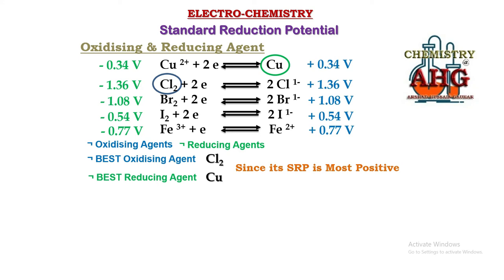Why? Because you can say its standard oxidation potential is most positive or least negative. Whenever the standard oxidation potential of something is least negative, it means it will consume minimum electrical energy for its process of oxidation. So that is why it would be the best reducing agent. So this is the way you can decide about the best oxidizing and best reducing agent. Next comes, now you can see in front of you, you have been given 5 half cells.